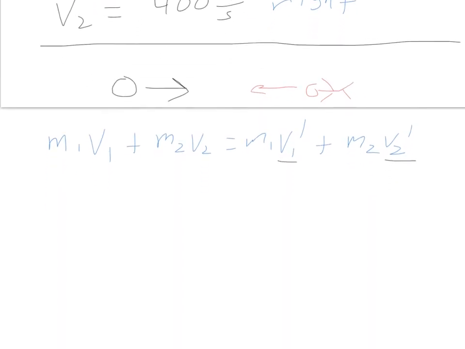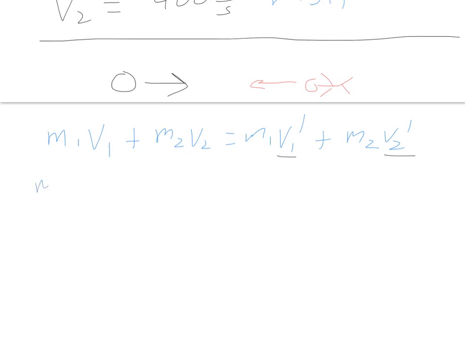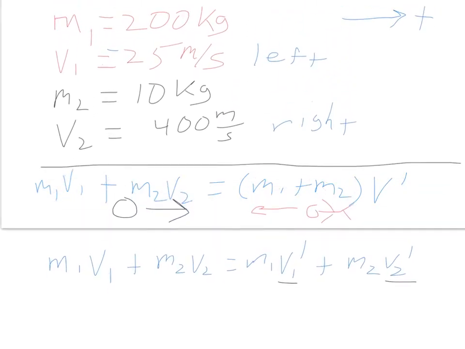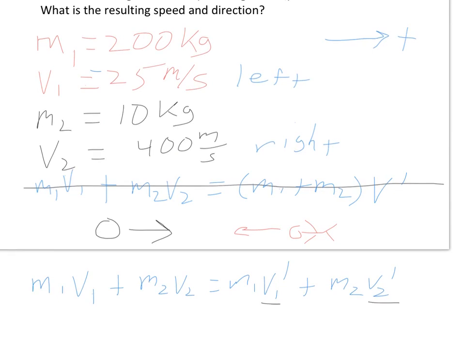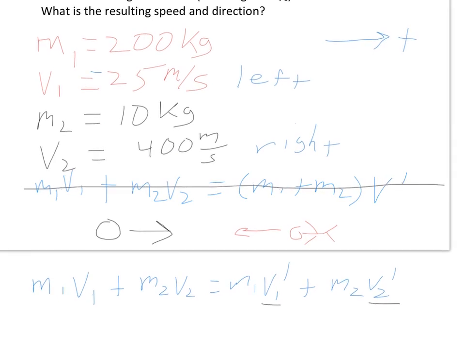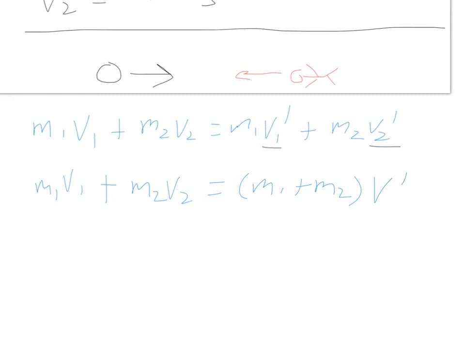And so what I'm going to do here is I'll just rewrite this as M1 V1 plus M2 V2 equals the sum of M1 plus M2 times V prime, where V prime is just their shared velocity after this collision. All right, so now if I need to, I can sneak back up here and take a peek at my given information. Radioactive man 200, V1 negative 25, M2 10, and V2 400. Okay, so let's plug in for what we know and solve for what we don't.